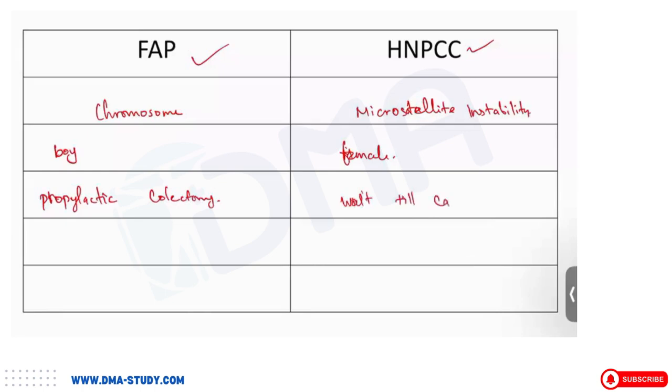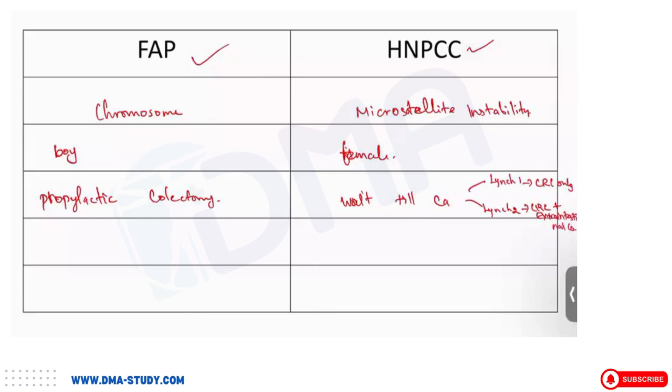It can be classified into two types of CA: Lynch 1 and Lynch 2. Lynch 1 is colorectal carcinoma only, while Lynch 2 is colorectal carcinoma plus extraintestinal carcinoma also.